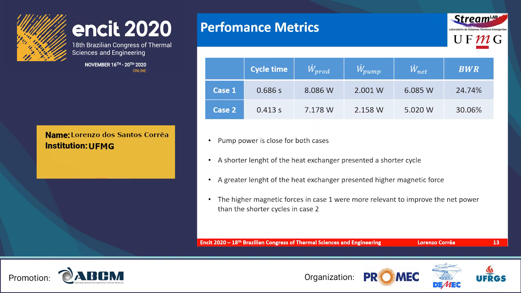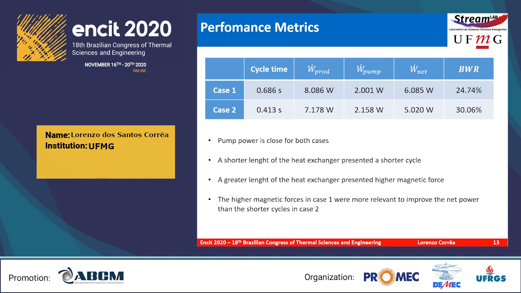And here we have the performance metrics calculated for both simulations. Despite having a greater period, case 1 presented a greater produced power, which can be explained both by the greater length, which leads to higher magnetic forces, and the greater elastic constant. The pump power is almost the same for both cases. It depends on the length and the flow rate. Therefore, the rise in flow rate for case 2 compensated for the lower length.